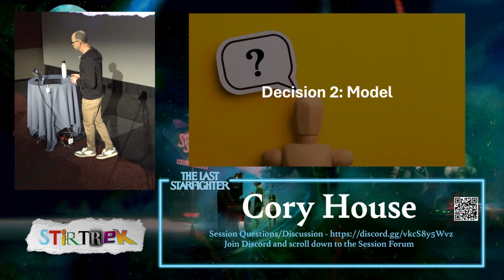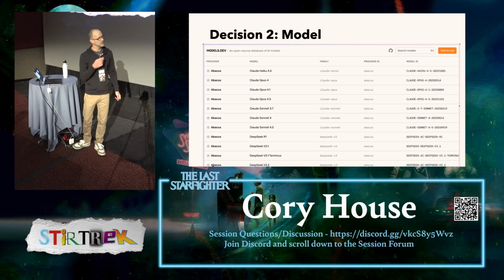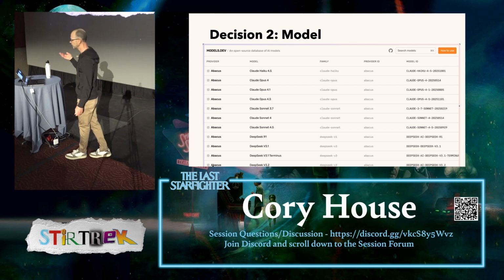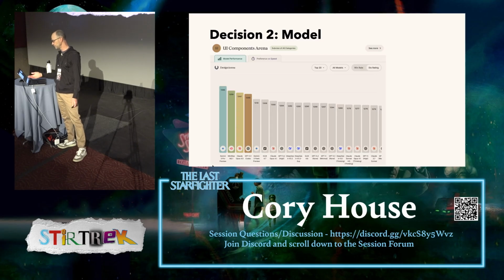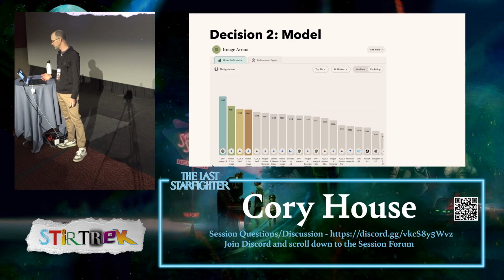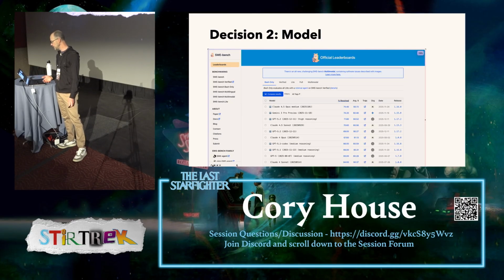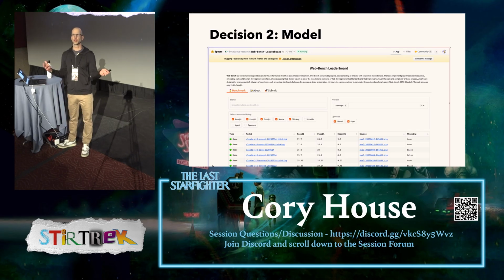So decision number 2 is the model. This is a pretty obvious one. Now I could go out to this site. There are hundreds and hundreds of models out there, and figuring one out can be tricky. There are sites like Design Arena that rank them in different ways, like which are best at UI components, which are best at images. WebDev Leaderboard is another out here, SWE Bench, and then also you can go out to Hugging Face. All of these are places that rank models where you can get a sense of where they all play out.